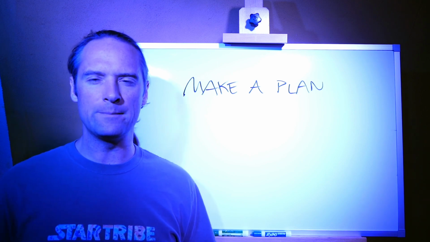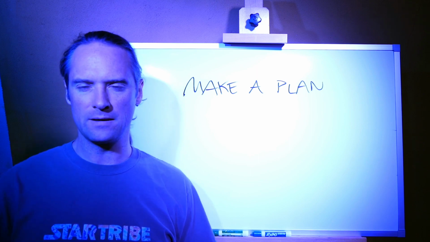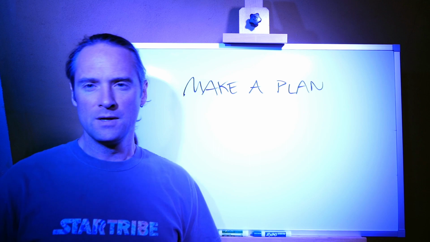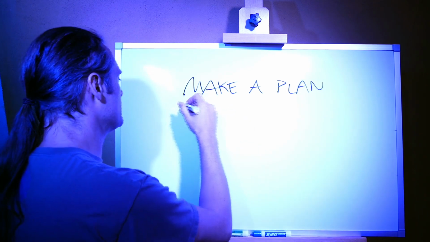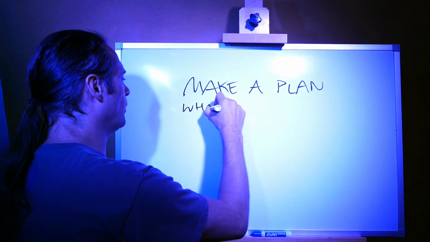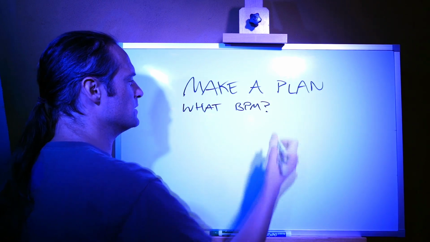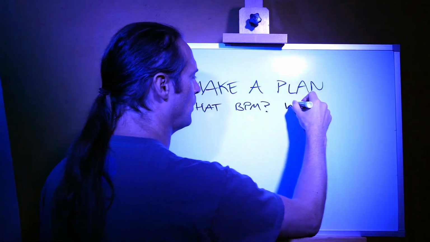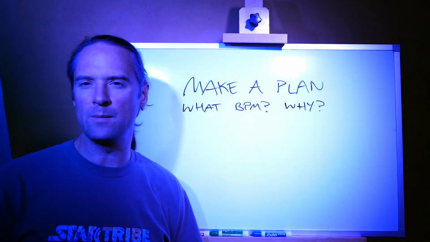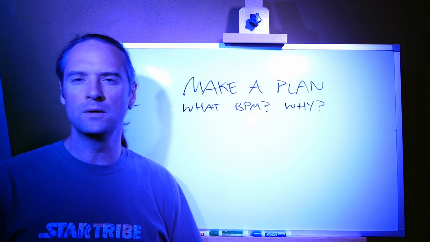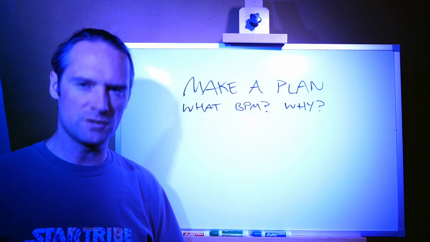So what kind of a plan are we talking about here? What are the components of a good plan in terms of finishing a track or a project? So the first thing that I would determine is, what BPM are you going to use in your project? Now, most producers are going to produce at a similar BPM, but some producers are going to go all over the place. So it just depends, but you want to make that decision before you start your track.